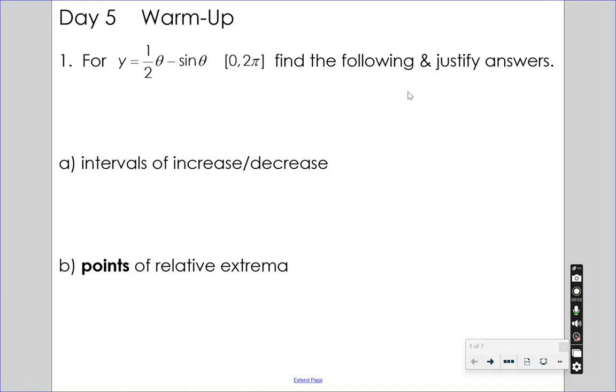Right, so we have a function here. It says find the following and justify answers. So we have intervals of increase, decrease, points of relative extrema. So what are we going to use to help us answer these questions?